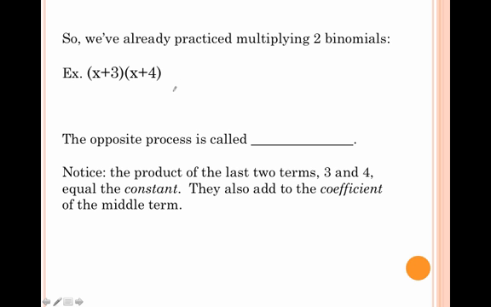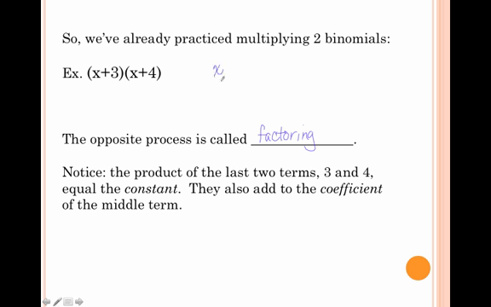So we've already practiced multiplying two binomials and we've set it up in a box and come up with our answers. But the opposite process to multiplying is called factoring. And I'm going to go ahead and multiply out these two binomials so we can see how we get back to where we started from, this process called factoring.